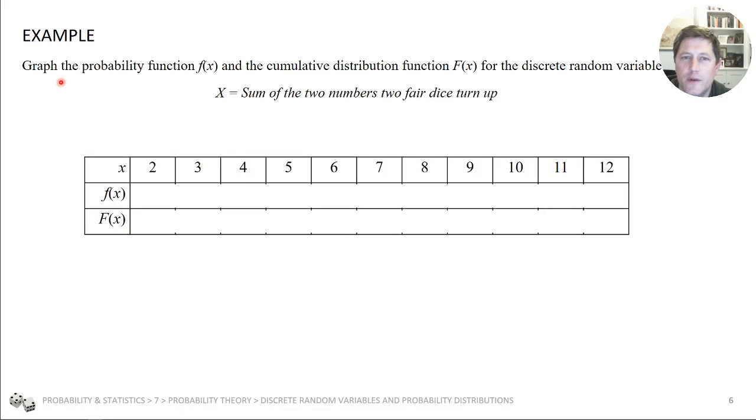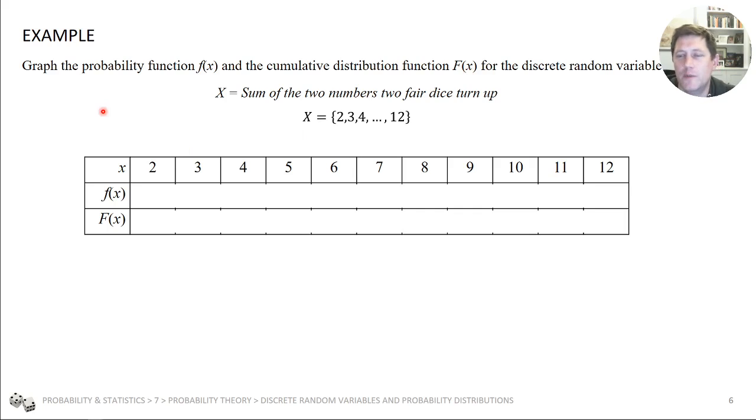Here's another example. Here is the probability function and the cumulative distribution function for a discrete random variable, and that's the sum of two numbers from two fair dice. Okay, so we've got these two things. The probability function, remember, tells us the probability of our outcome being a particular value of x, and the cumulative distribution function tells us the probability of our outcome being less than or equal to a certain value of x.